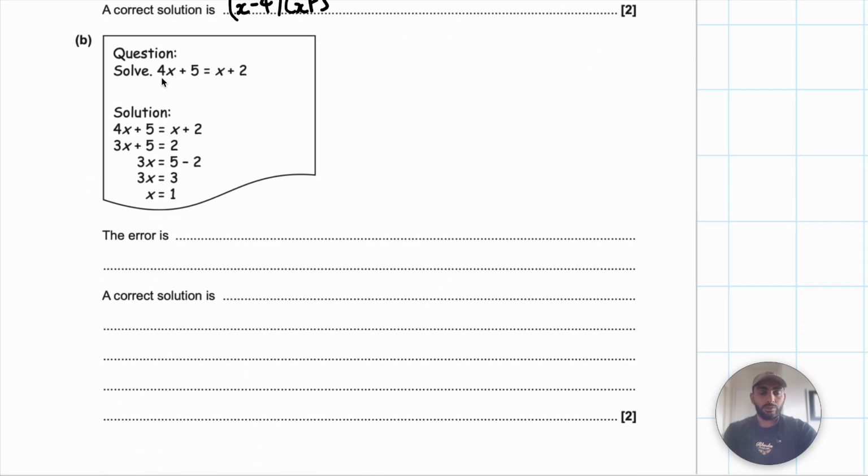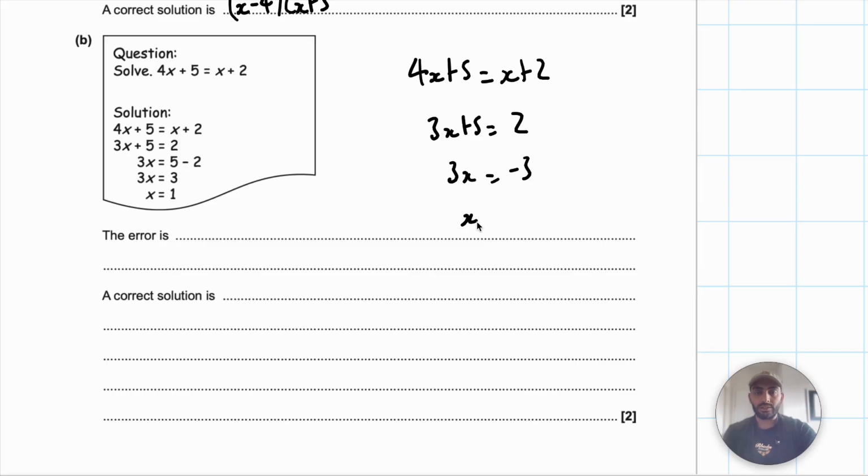Part B, solve this equation. So let's just solve it. I've got 4x plus 5 is equal to x plus 2. First, I want to move all my x's to one side. So I'm going to take away x from both sides. So I've got 3x plus 5 is equal to 2. Let's take away this 5 from both sides. So 3x is equal to 2 take away 5, which is negative 3. Now I need to divide by 3 on both sides. x is equal to negative 1, and they got 1.